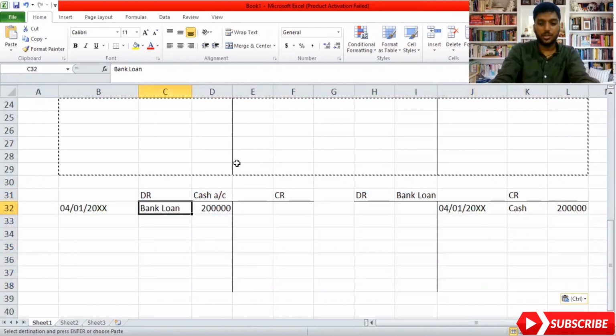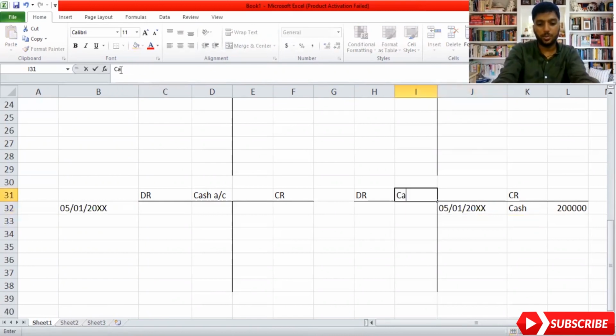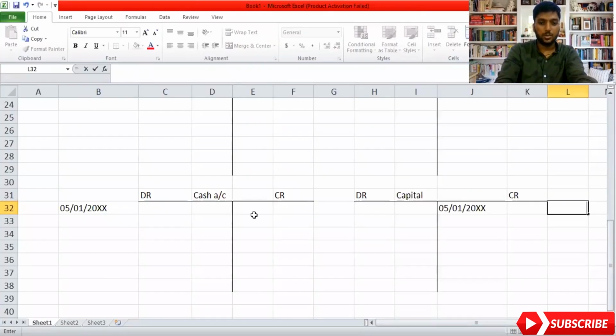So here I'm going to delete this. I'm going to change the date also. It's 5th. You can't copy and paste in your writing book, so you need to do it in your own way. So here is going to be the capital account. Understanding the account is very important, as I said. So how much did the owner invest in the business? It says the owner invested rupees 300,000 as capital. So we'll write 300,000 as capital.